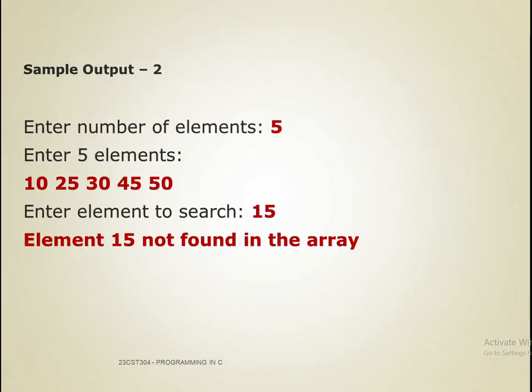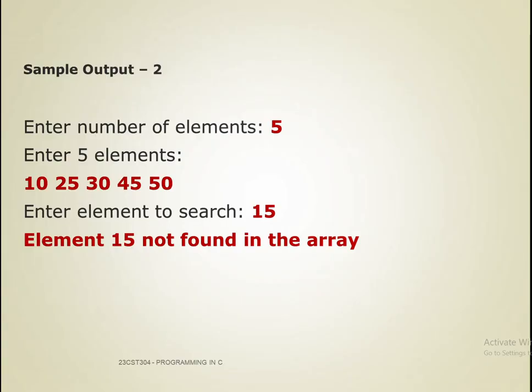Now suppose we search for 15. The program checks 10, it is not equal, then 25 not equal, then 30 is also not equal, then 45, then 50. These are all not equal. After checking the last element, i equals 5, num equals 5. Therefore i less than num becomes false. So the program concludes element not found.